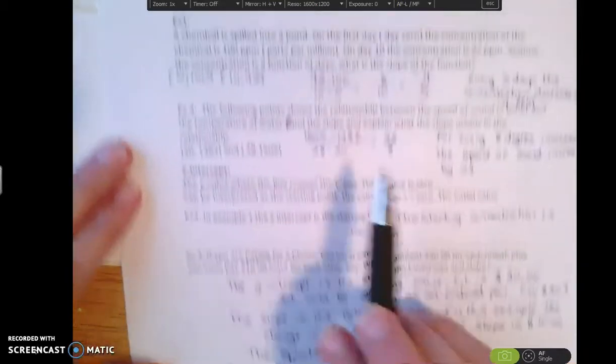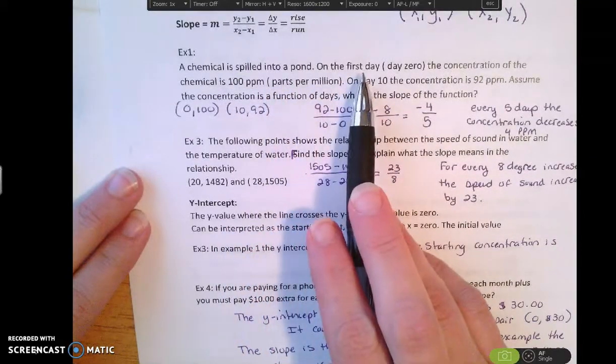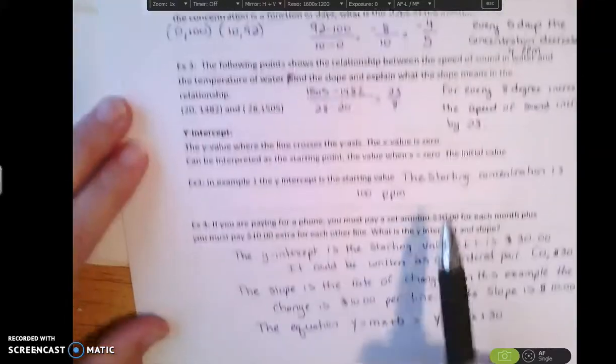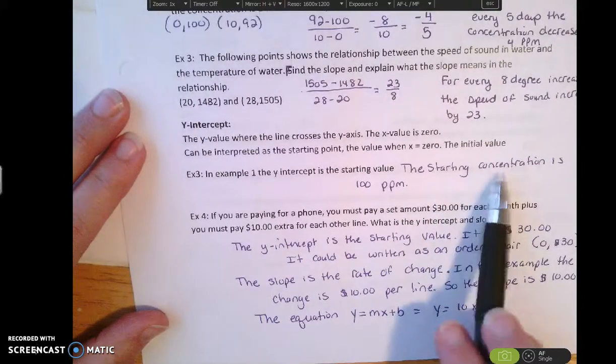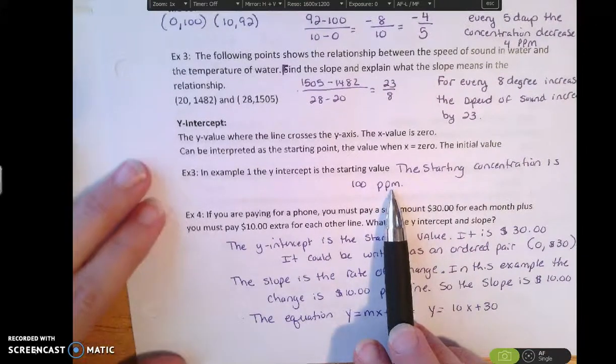So in example 1, the y-intercept is the starting value. So what was the starting value in example 1? In example 1, on the first day, the concentration is 100 parts per million. So the starting value or the starting concentration is 100 parts per million.